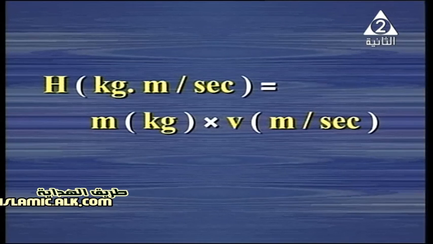What is the unit of mass? It is kilogram. What is the unit of velocity? Meter per second. Then the unit of momentum equals m kilogram times v meter per second, which equals kilogram meter per second. Remember, dear student, when we find the unit of momentum, we find it by using the product of the unit of mass times the unit of velocity.